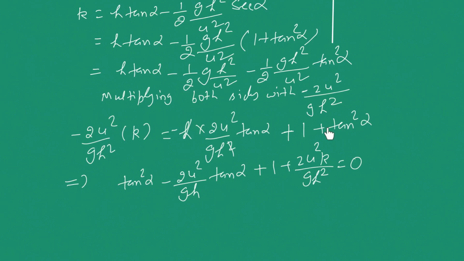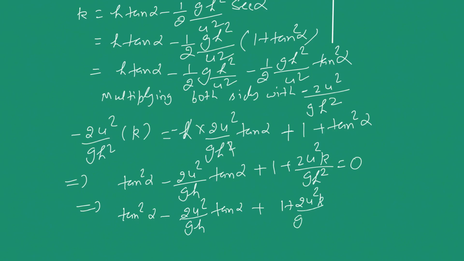So what we have done here is writing tan square alpha, writing this term, then writing 1 and then transposing the term to the other side, it becomes positive. This further implies tan square alpha minus 2 u square by g h tan alpha plus 1 plus 2 u square k by g h square, where these are constant quantities enclosed in the braces. I'm going to name this as equation number 1.